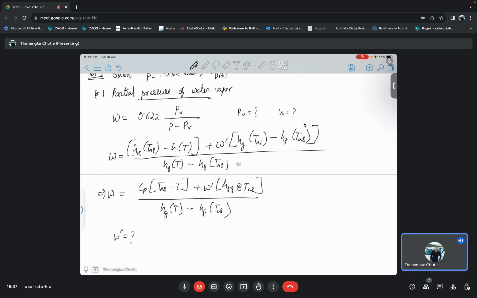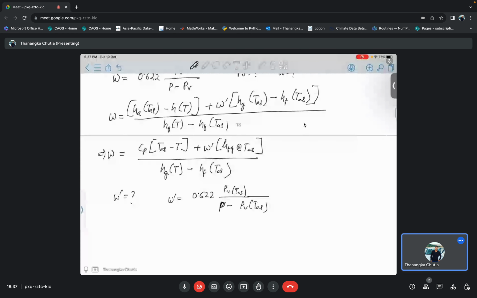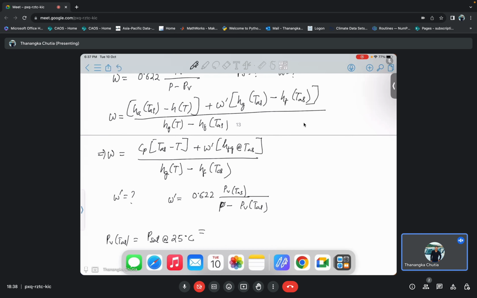Remember W prime is nothing but the specific humidity at the wet bulb temperature. So W prime is equal to 0.622 times PV at the temperature TAS divided by P minus PV at the temperature TAS. That means PV at the temperature TAS is nothing but P saturation at 25 degrees Celsius. Yes or no? Now we need to go to the steam table.